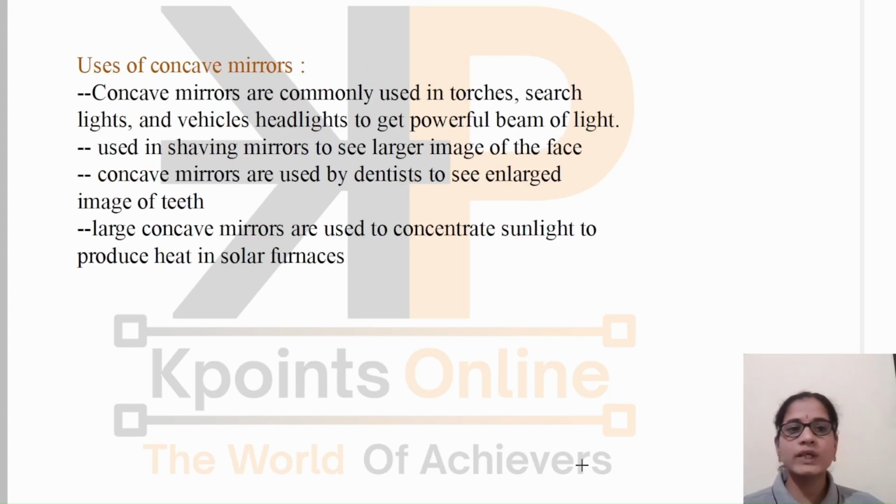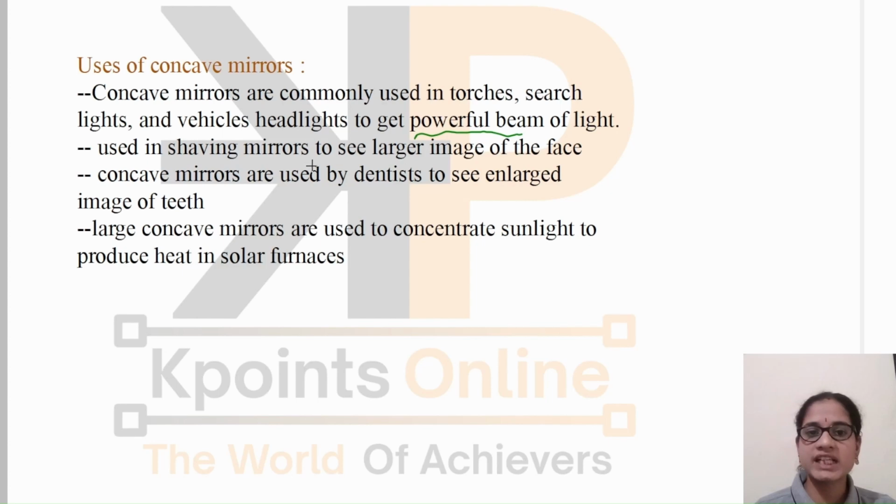Now let's see the uses of concave mirrors. Concave mirrors are commonly used in torches, searchlights and vehicle headlights to get a powerful beam of light. We know that concave mirrors are converging mirrors. In order to get a powerful beam of light, we need to focus the light in a specific way; the light rays should not get diverged. So converging mirrors are very helpful in this situation.